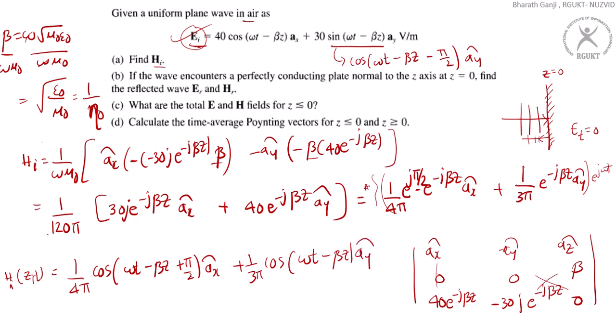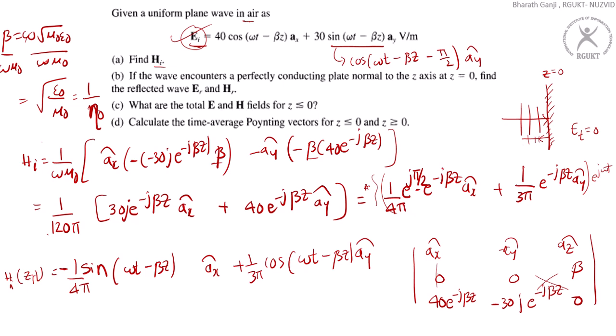Now there is a plus pi by 2, so cos of something plus pi by 2 becomes minus sine. So you have minus 1 by 4 pi sine omega t in the x cap direction plus 1 by 3 pi cos of omega t minus beta z in the ay cap direction. Your unit is ampere per meter for the magnetic field. So I hope we have the value for the first case. We have the magnetic field expression.